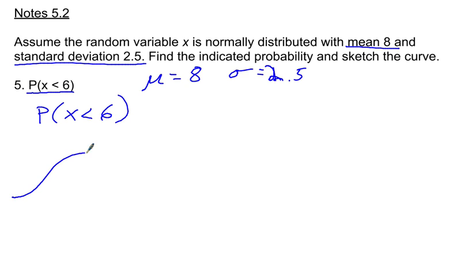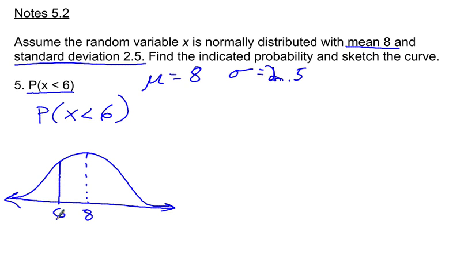So on our normal curve, with our mean of 8, the standard deviation is 2.5. 6 would be within one standard deviation, so we'll say 6 is around here. And we're looking at x less than 6, so we're looking to the left.